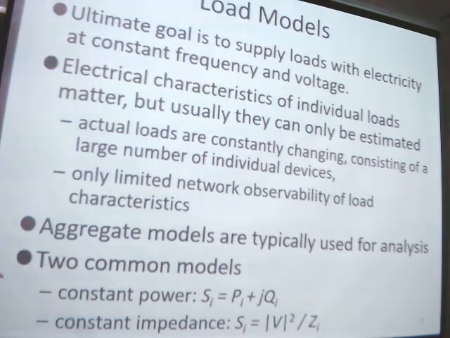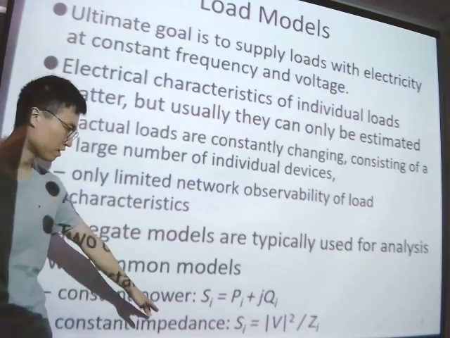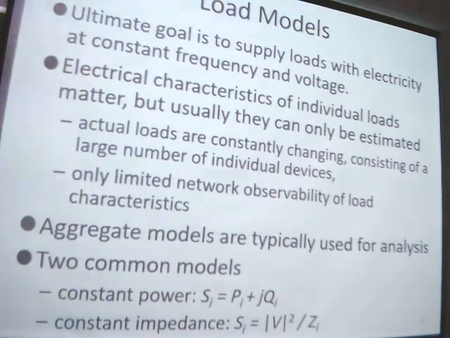So there are two commonly used aggregate models: the constant power and the constant impedance. We learned in the previous lecture that the complex power can be expressed by the voltage and the impedance. And so these are the node models.